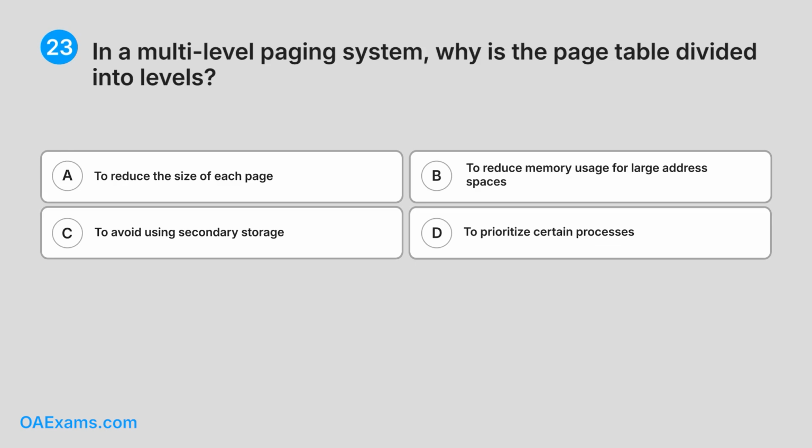A. To reduce the size of each page. B. To reduce memory usage for large address spaces. C. To avoid using secondary storage. D. To prioritize certain processes. Can you guess the answer?